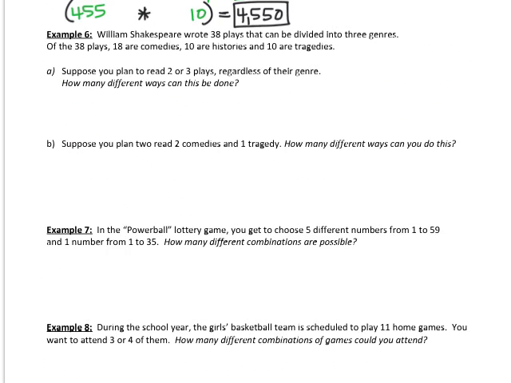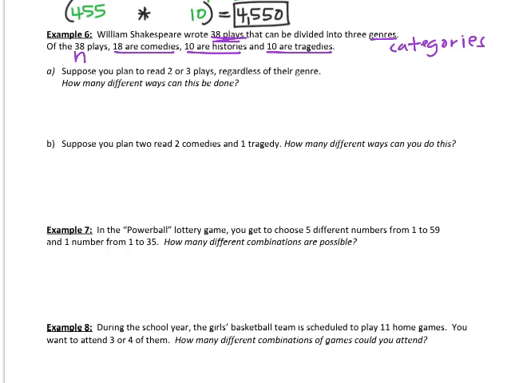All right, so for example 6, it says that William Shakespeare wrote 38 plays that can be divided into 3 genres or categories of plays. Okay, so some of his plays were comedies. 18 of them were comedies of the total 38 plays. N is going to be represented by 38. 18 are comedies, 10 are histories, and 10 are tragedies.